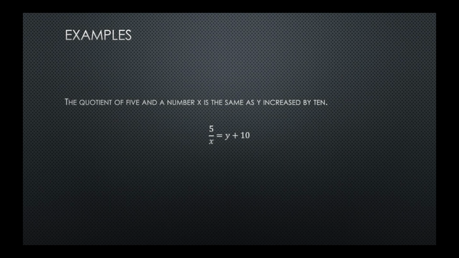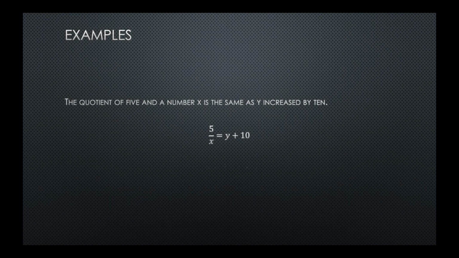Now you don't have to be super fancy with your language with this. You can be very, very simple. For example, instead of saying the quotient of 5 and x, you could have said 5 divided by x. Instead of saying y increased by 10, you could have just said y plus 10. There's a few exclusions to that. For example, if it's 2y, I don't want you to write it down as 2y. I need you to show me that you understand that it would be 2 times y.